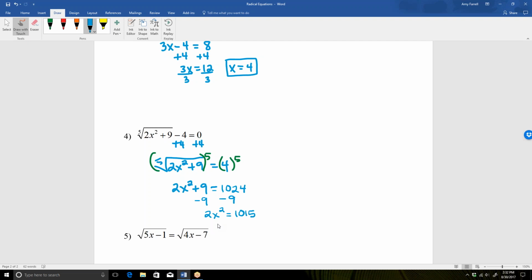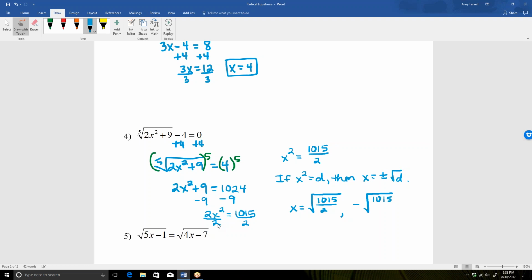Then we can divide both sides of the equation by 2. Therefore, x squared equals 1015 over 2. Now I'm going to use the square root property to finish this. The square root property says if x squared equals d, then x equals plus or minus the square root of d. So we're going to have 2 solutions here. x will equal the square root of 1015 over 2, and also negative square root of 1015 over 2.